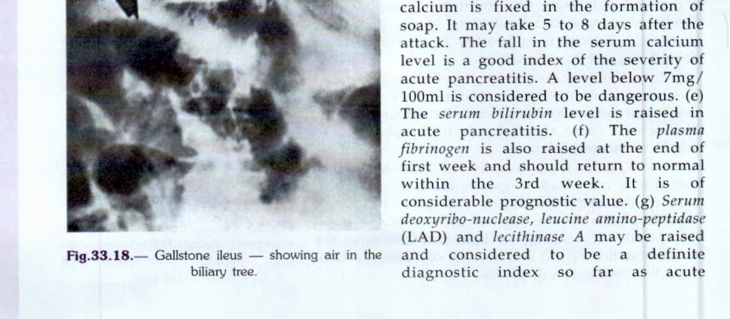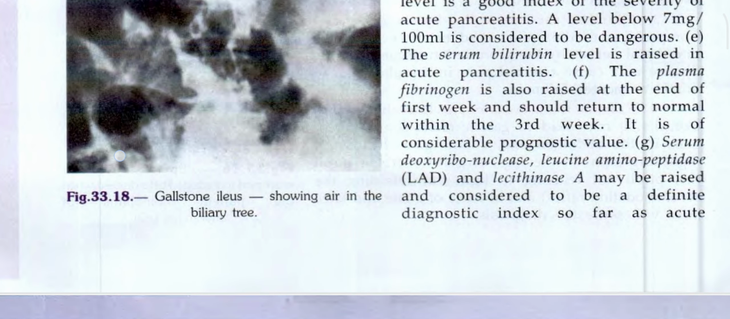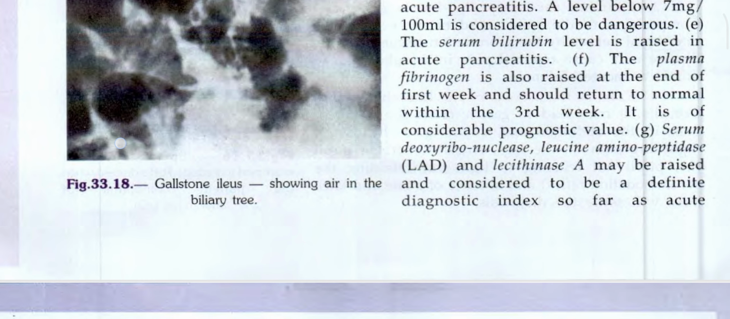The serum bilirubin level is also raised in acute pancreatitis. The plasma fibrinogen is also raised at the end of the first week and should turn to normal within the third week. It is of considerable prognostic value.